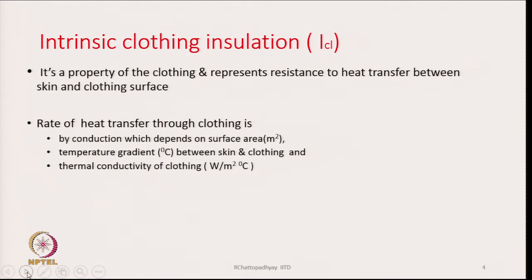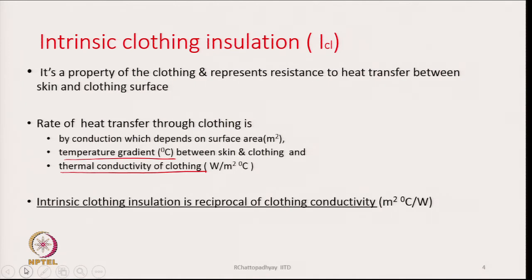Now, the rate of heat transfer through the clothing can occur by many different means, which you have probably studied in your physics courses also. It could be by conduction, which depends upon the surface area, the temperature gradient, and the thermal conductivity of the clothing. So whatever heat is lost through conduction depends upon surface area of contact, temperature gradient and thermal conductivity. So, intrinsic clothing insulation is reciprocal to clothing conductivity. You all know that conductivity and insulation are basically reciprocal to each other.